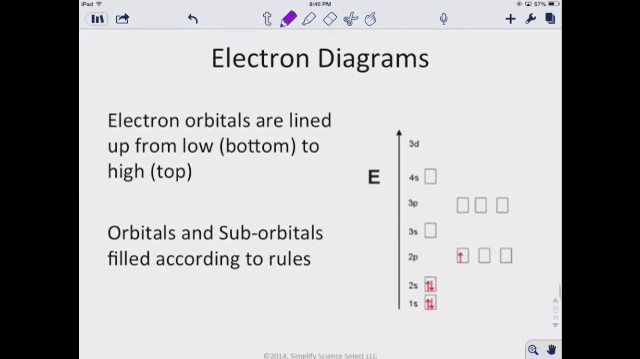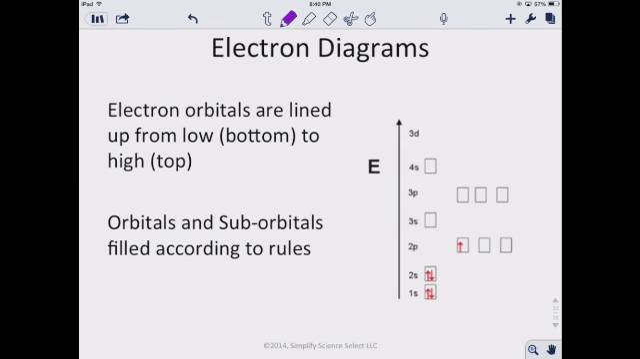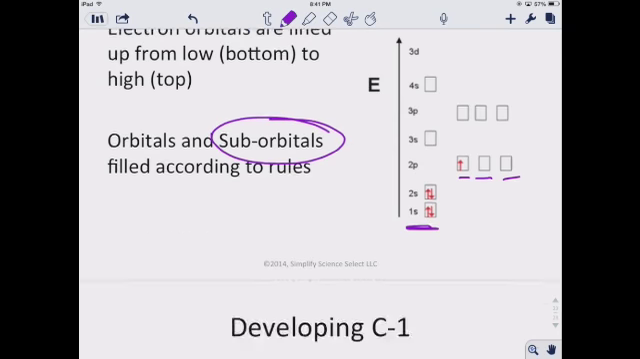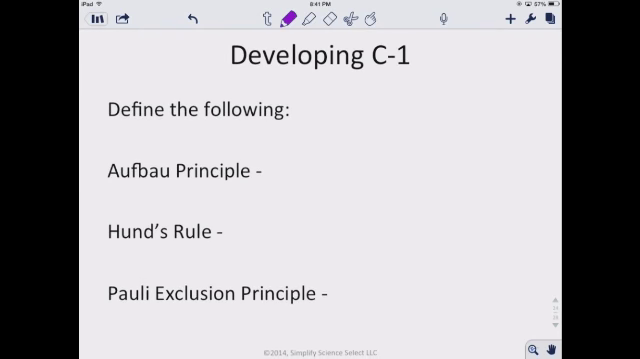So let's look at energy level diagrams, and it'll help us learn Hund's rule and the Pauli exclusion principle. Electron orbitals are lined up from top to bottom, and the orbitals and suborbitals are filled according to the rules. The suborbitals represent the little boxes, and we represent them just by drawing lines. Okay, so let's define the Aufbau principle, Hund's rule, and Pauli exclusion principle, because we'll use these when we actually draw some of these.